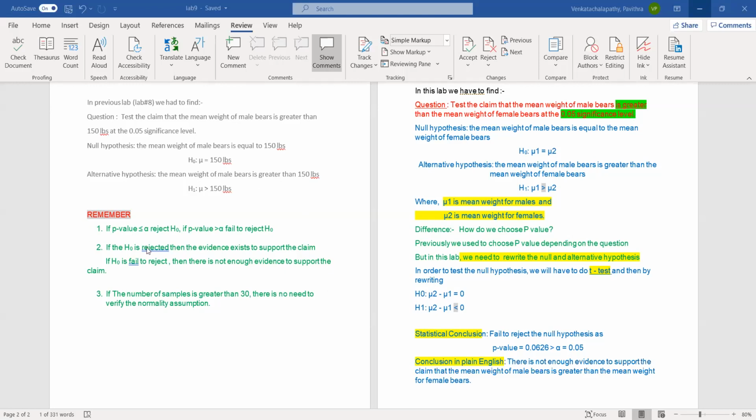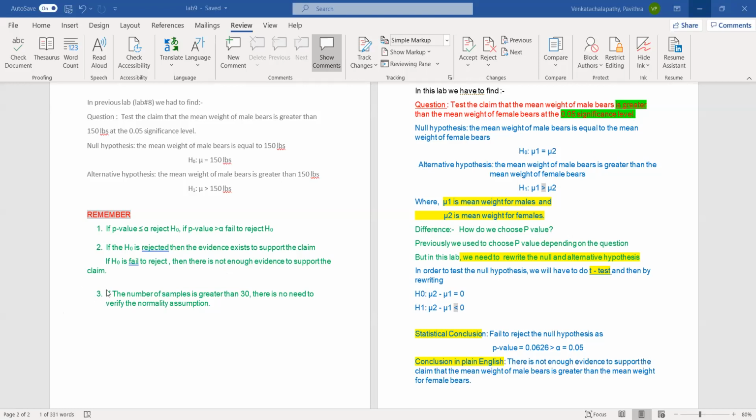So you have to remember this. If the p-value is less than alpha, you are going to reject the null hypothesis, which we studied in your lab 8. And if the p-value is greater than alpha, fail to reject the null hypothesis. If the null hypothesis is rejected, then in a plain English conclusion, we conclude that evidence exists to support the claim. You have to support the claim if you are rejecting the null hypothesis. If the null hypothesis fails to be rejected, then there is not enough evidence to support the claim.